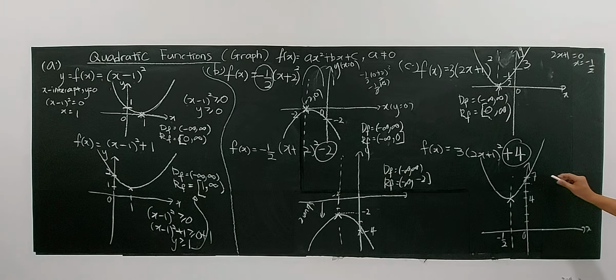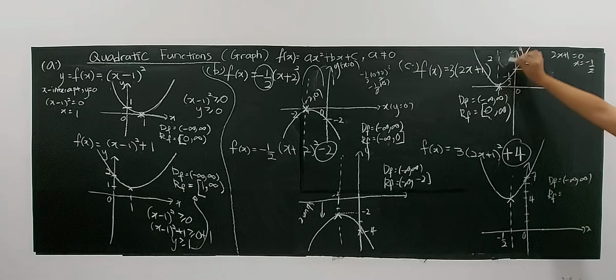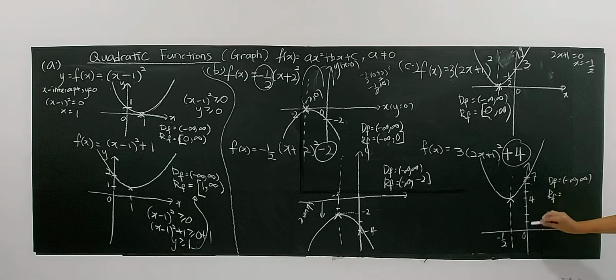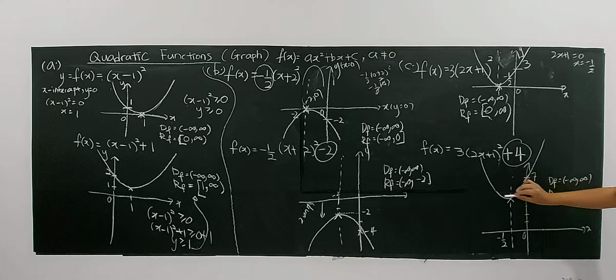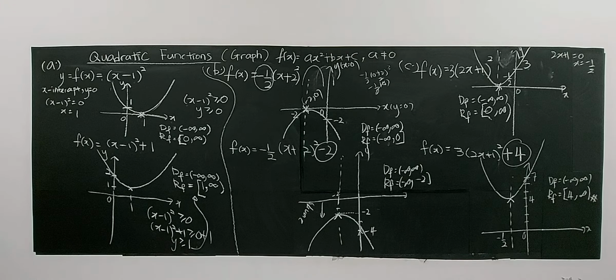Of course the domain will still be the same, from negative infinity to infinity, but the range will be different. Now the minimum will be 4. There are no values below here; the y values start from 4. So include 4, up to infinity.